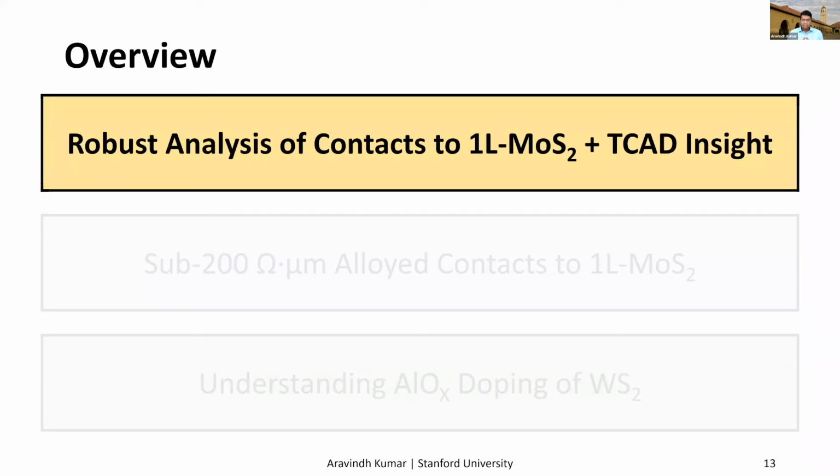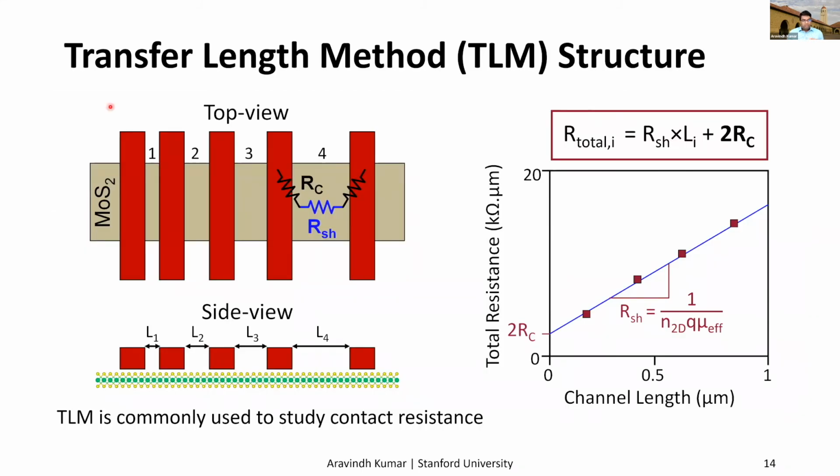So let's look at the robust contact analysis platform. This transfer length method structure, or TLM, is the most widely used structure for studying contacts in these materials. And it's nothing but a series of transistors with different channel lengths. Since the total transistor resistance follows this equation, where this is the sheet resistance and the contact resistance, by testing each of the transistors, we can get a plot like this and obtain the contact resistance from the y-intercept and the sheet resistance from the slope. And from that, we can extract the effective mobility.